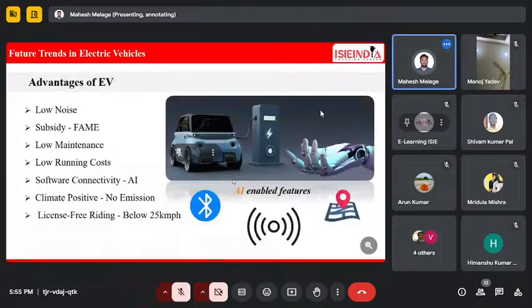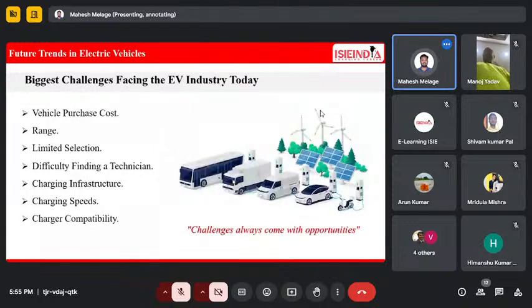So now, what is the reason behind it? The electrical vehicle has not been gradually increasing. Some challenges are present in an electrical vehicle. The first one is the vehicle purchasing cost. Vehicles run on basically three parts: motor, controller, and battery. Approximately 50 to 60% of the vehicle cost is the battery.